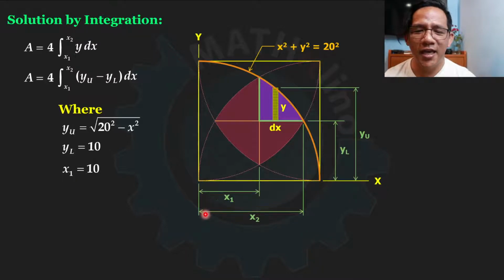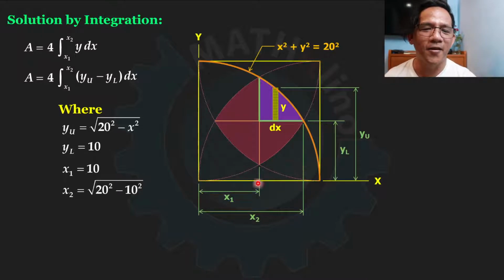How about this x2? This point. How about that x2? The distance from the y-axis to that point. What is the value of that? Of course, because this is 20, from here to here is 20, and from here to here is 10, this value of x2 is equal to what? Pythagorean theorem: hypotenuse squared. I will not draw that. 20 squared minus 10 squared, square root of that. Hypotenuse squared minus 10 squared.